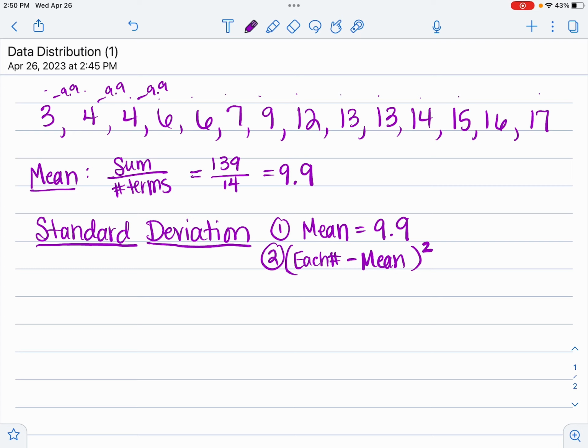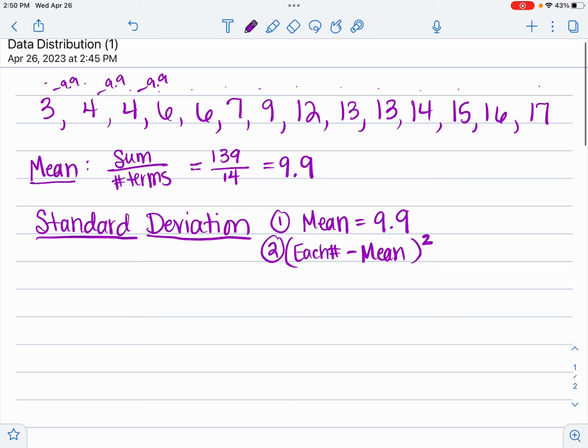All right, so for the first one, I'm going to do 3 minus 9.9, and then I'm going to square it. Now, I know all of these answers should come out positive, right, because I'm squaring them no matter what. So the first one is 47.61.